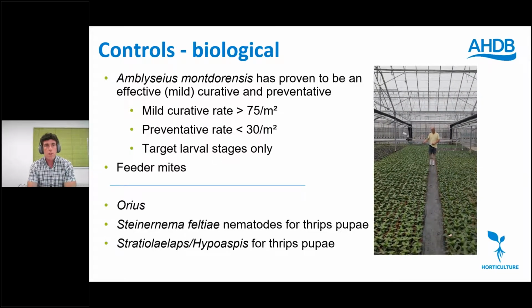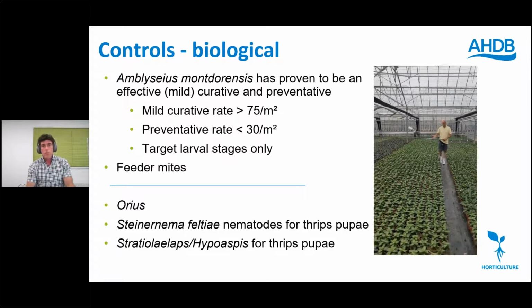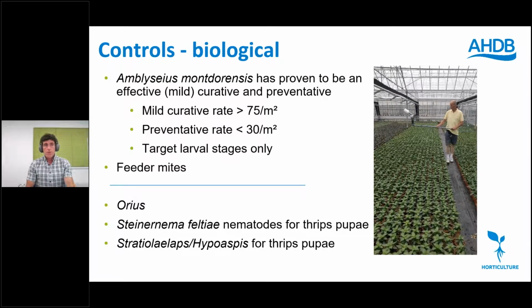So the main one we used was Montdorensis. It proved to be very good. I started off at quite high rates, going considerably over 100 per meter squared, and then gradually reduced it down as my confidence grew that we had control and I was not seeing any more Thrips larvae. So then I reduced it down, and I think we've settled to about 30 per meter squared now.